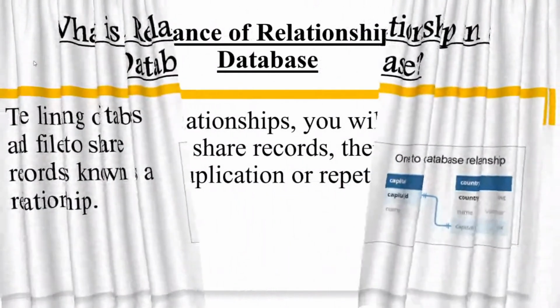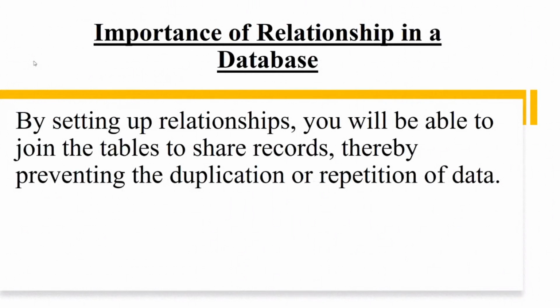So one may ask, why is it important to set relationships in a database? By setting up relationships, you will be able to join the tables to share records, thereby preventing the duplication or repetition of data. So this is basically saying to us that relationships in a database help us link tables instead of repeating the same information over and over. So this helps to make our database more organized, more accurate, and easier to update.